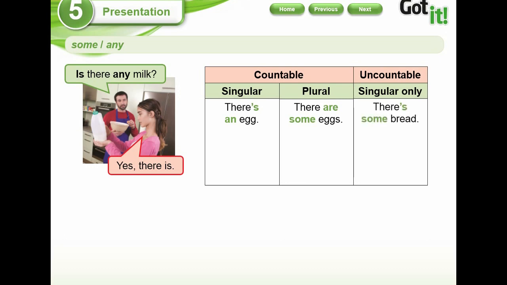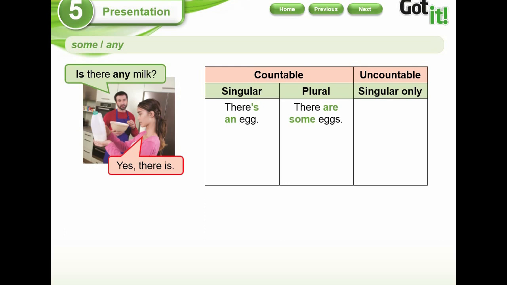Okay. Vamos a practicar, ¿de acuerdo? Los contables e incontables con el enfoque del there is y there are, ¿ya? Ok, en singular noun, si hablamos de egg, there's an egg o there is an egg. En plural, there are some eggs.